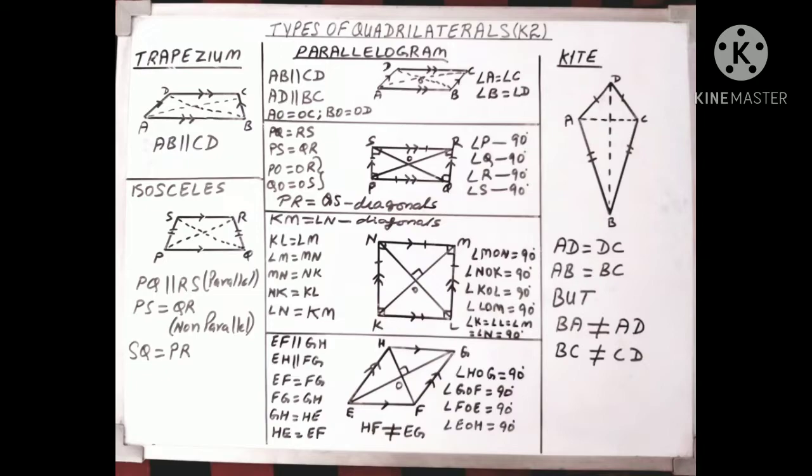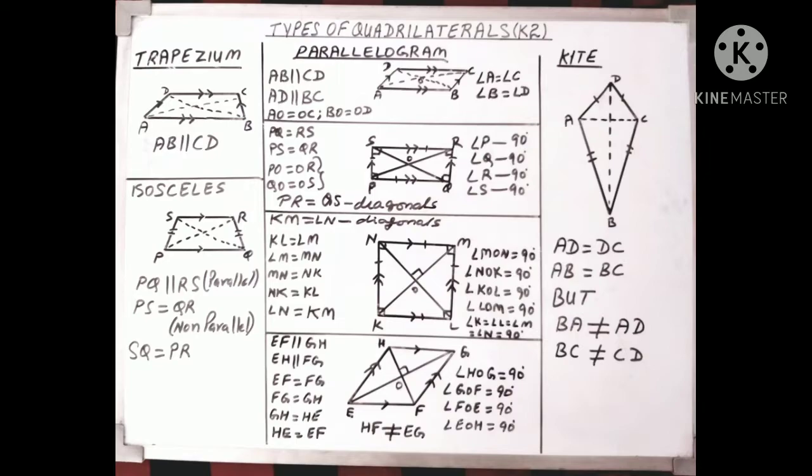Now let us see the second type of quadrilateral. This we call a parallelogram. So in the trapezium we had just one pair of parallel sides, but a parallelogram is a quadrilateral in which both pairs of opposite sides are parallel, right? So as you can see in the figure, ABCD is a parallelogram in which AB is parallel to CD and AD is parallel to BC, right?